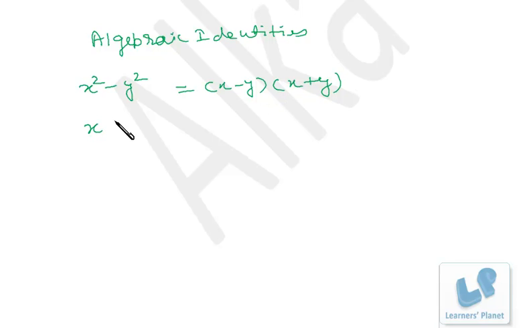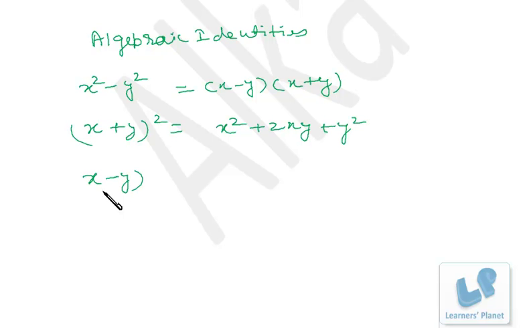Then x plus y whole square. So that is x square plus 2xy plus y square. Then x minus y whole square is equal to x square minus 2xy plus y square. When this is plus, this is plus. When this is minus, right?